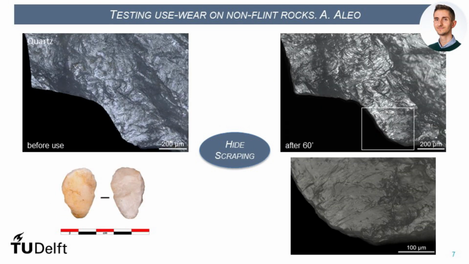The quartz scraper displays a moderate edge rounding. Polish developed in isolated spots and exhibits a rough and greasy texture. Because of the hardness of quartz, the polish developed more slowly compared to the other experiments.